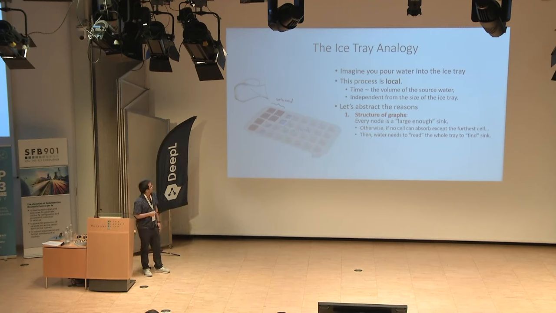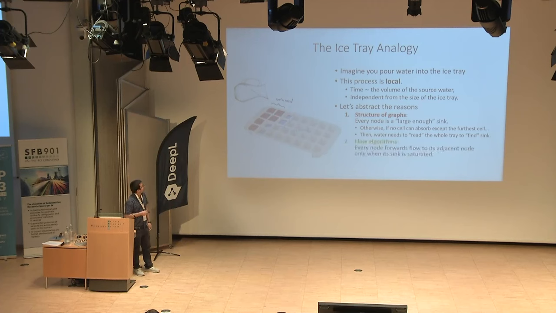But if every cell can absorb something, then you don't need to read the whole ice tray. The total amount of the ice tray that you read, or the total flow that goes through the ice tray, is just proportional to the volume of the water.